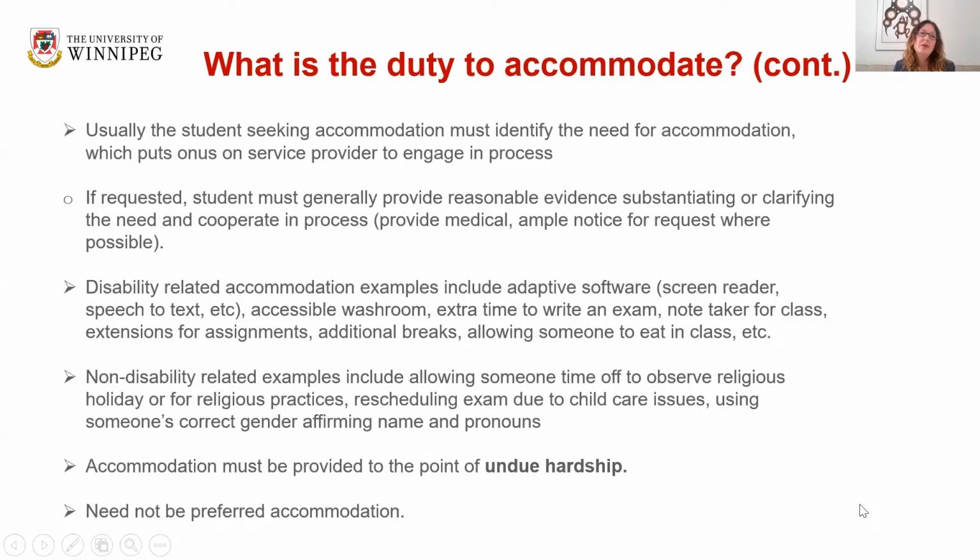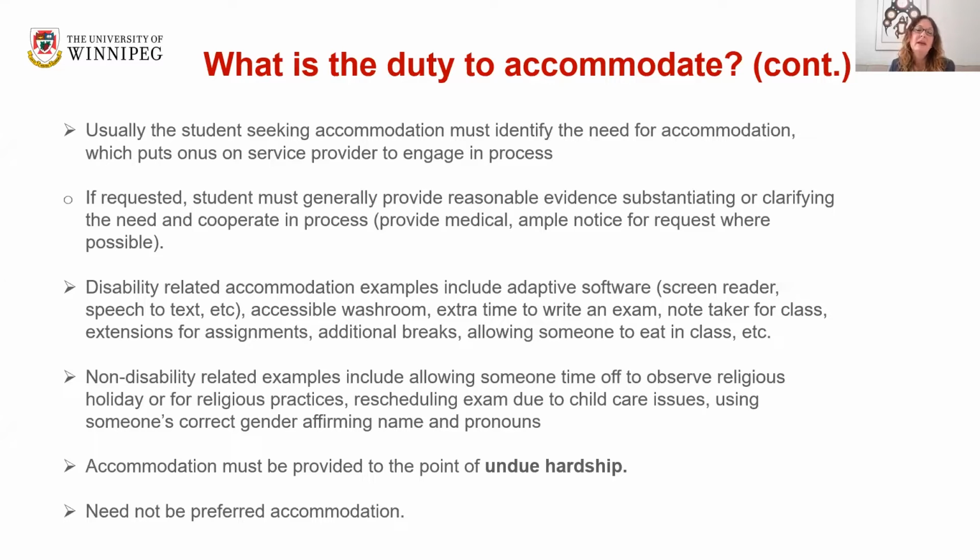So usually the person seeking accommodation, in the case of a student, it's typically the student who must identify the need for accommodation, which would then put the onus on a service provider to engage in the process. So, generally in the case of University of Winnipeg, if it's a disability-related accommodation, usually a student would first go to AS to be registered, and I'll talk a little bit more about what that looks like. And when accommodation is requested, generally some reasonable evidence substantiating or clarifying the need is required to be provided.